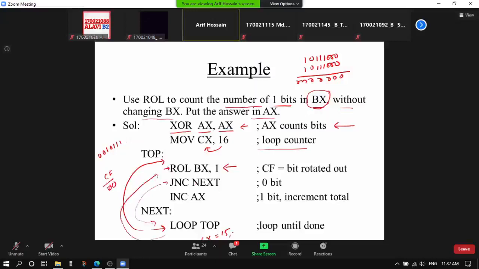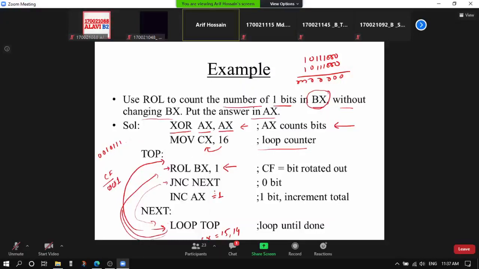The value of CX will now be 14. Now again rotate left. I will come over here. Now tell me, what will be the value of carry flag? 1. Exactly. Now the value of carry will be 1. So jump if no carry. So the condition is false. Now it will come over here. The value of AX will become 1, right? Yes, sir. After this again we will come over here. From here again we will go over there, and the process will go on.